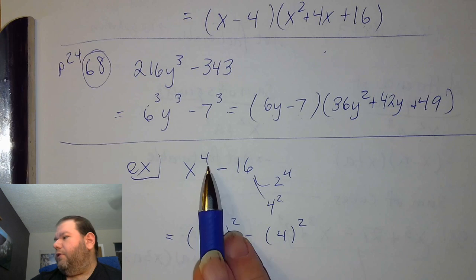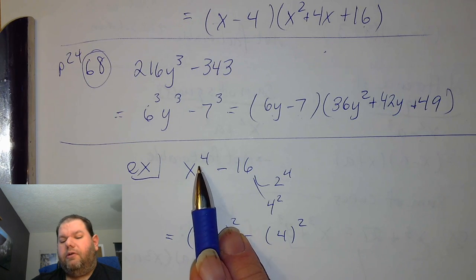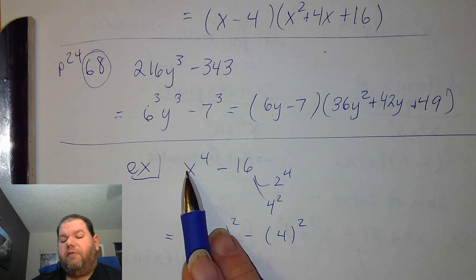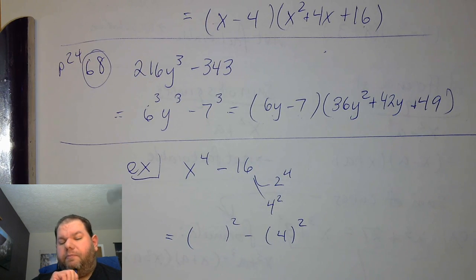Now, what squared is x to the 4th? How can we write that as an expression squared? Does anyone happen to know that one? This is one I don't think I taught, but you might figure it out. I have confidence in you. X squared, yeah.